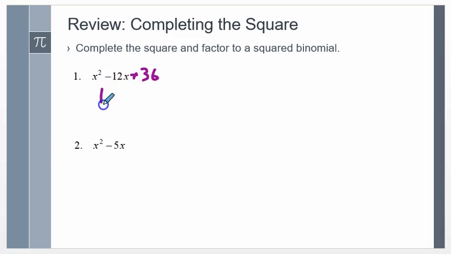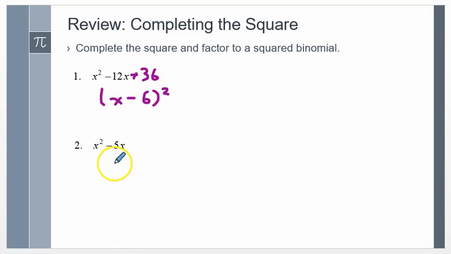Once you do that step of taking half of the middle number and squaring it, you can write this in a different form by saying x, and then whatever half of the middle number was. So in this case, -6 was the number that I was squaring. So you can rewrite x squared minus 12x plus 36 as the binomial x minus 6 raised to the second power. And you can check to see why that works. If you FOIL this out or expand it out, you should see that you get x squared minus 12x plus 36.